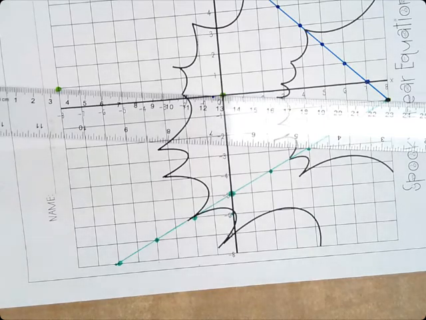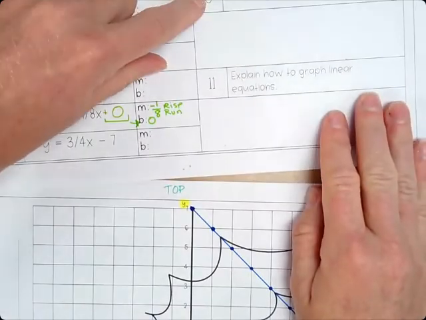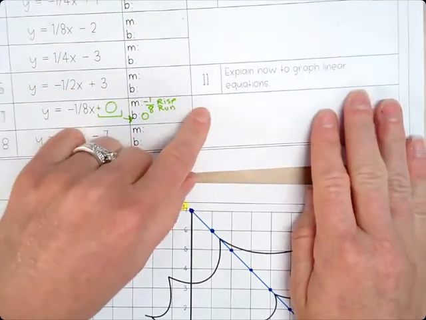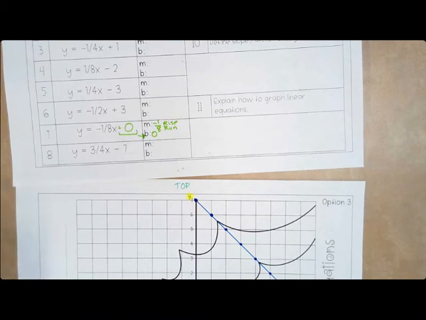All right, so your assignment is to finish this and also answer questions 9, 10, and 11. On number 11, it says explain how to graph a linear equation. You can use an example. Act like you're explaining it to a friend. How do you graph a linear equation? This is due the next time I see y'all.